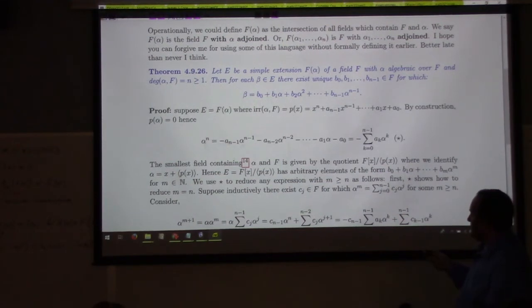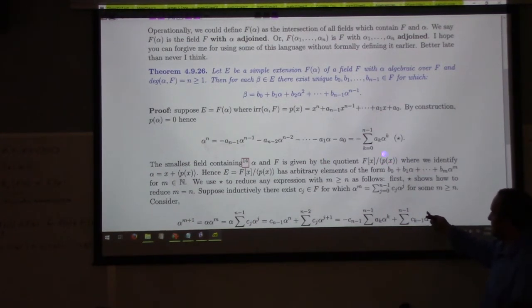And I said the smallest field containing alpha and F is given by the quotient F[x] mod p(x). We know that this is a field because p(x) is assumed to be irreducible, which means it's maximal, which means this quotient is a field. And so setting alpha equal to x plus the ideal generated by p(x), this E has elements of the form this. Now I put m here because I don't want to assume the result. But m could be some natural number, and we can use this star to reduce any expression with m larger than n as follows.